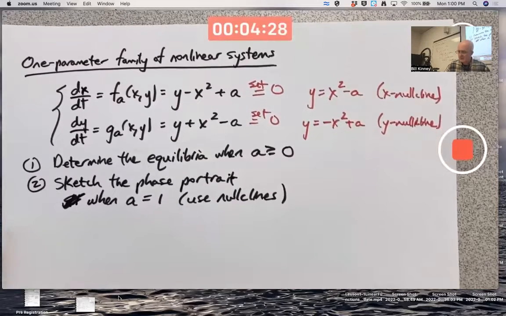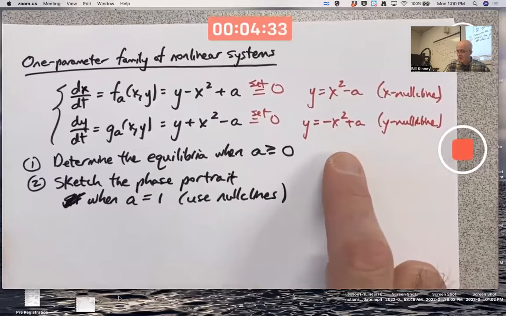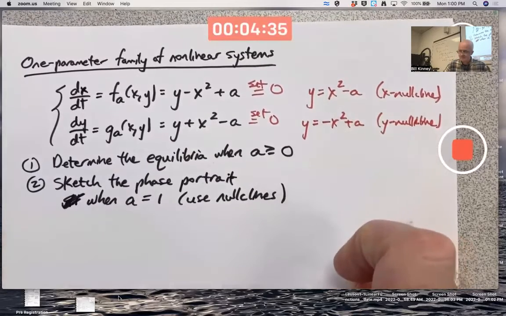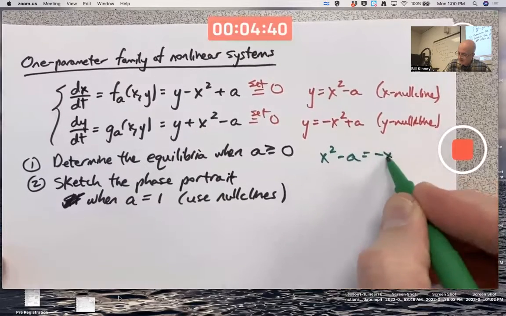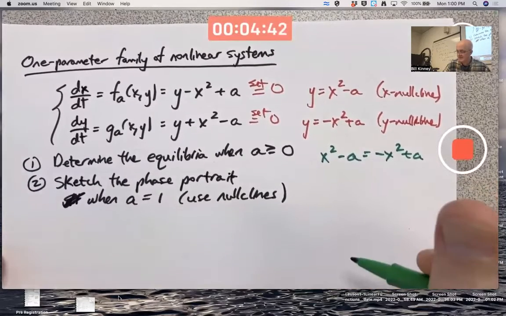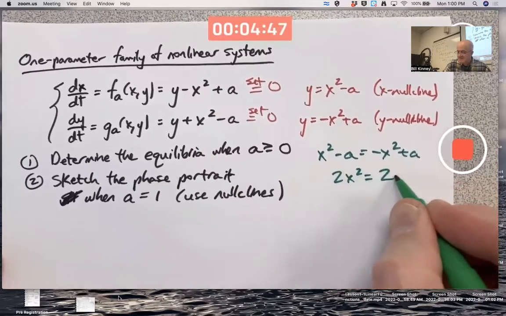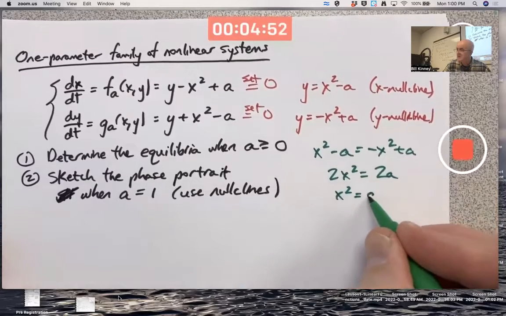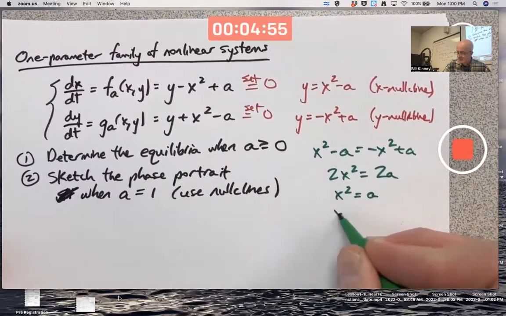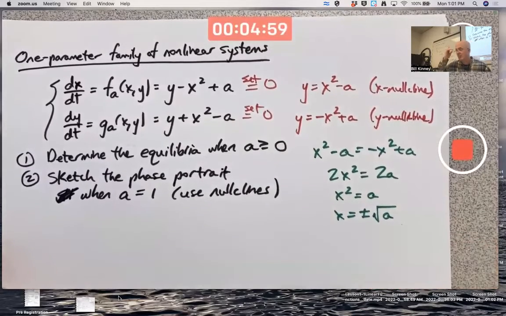As far as finding the actual equilibrium points, it's where x and y null-lines cross. So set these two things equal to each other. Set x squared minus a equal to negative x squared plus a and solve for x. Add x squared to both sides. Add a to both sides. And you get 2x squared equals 2a. Divide both sides by 2. X squared is a. Take the plus or minus square root of both sides. The x coordinates of equilibrium points are at plus or minus square root of a.